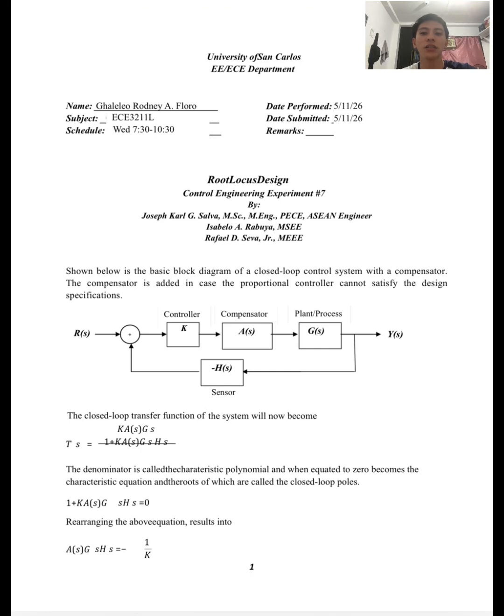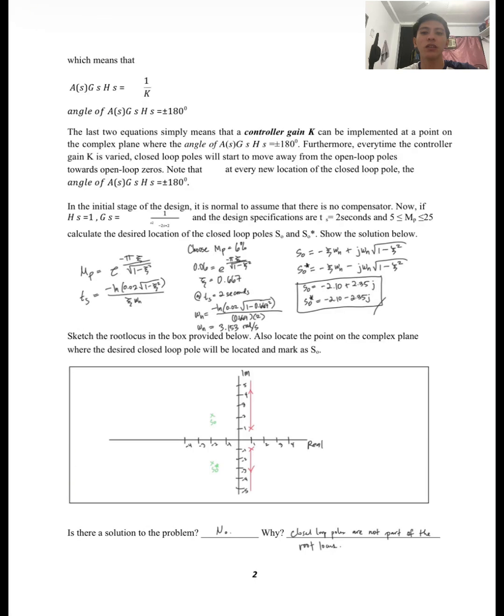design specifications. The characteristic equation and closed loop transfer function were also presented, which help determine the locations of the closed loop poles. So the experiment discusses the root locus and the desired location of the closed loop poles. The design specifications given include a settling time of 2 seconds and an overshoot between 5% and 25%. Using these specifications, desired pole locations to start with were calculated.